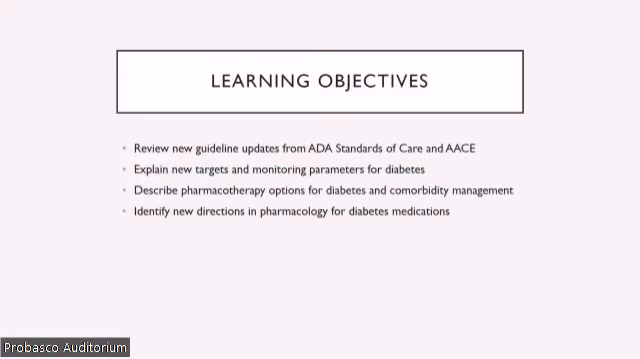A few learning objectives: review new guideline updates from the ADA Standards of Care and the American Association of Clinical Endocrinology. We'll explain new targets and monitoring parameters for diabetes, and focus on the use of technology in managing patients with diabetes. We'll describe pharmacotherapy options for diabetes and specifically for comorbidity management. And then we'll talk about a few things in the pipeline that we're pretty excited about to be looking for in the next year or so.